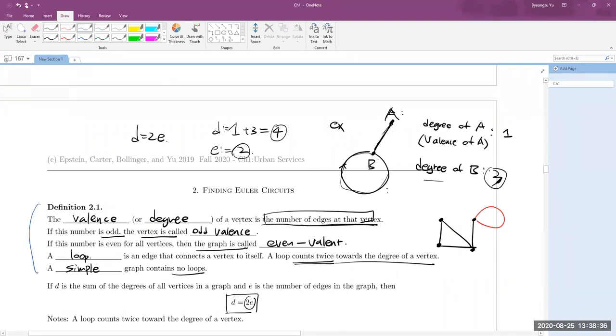What we also did last time is the degree, or balance, of the vertex.